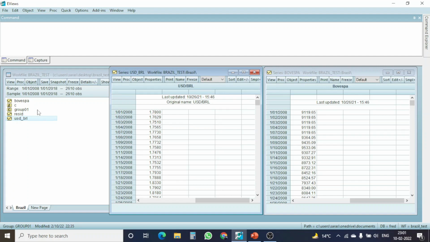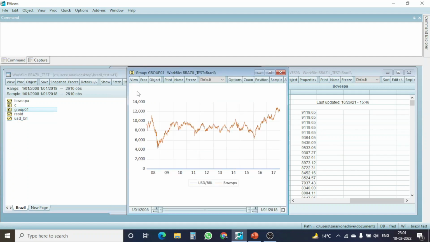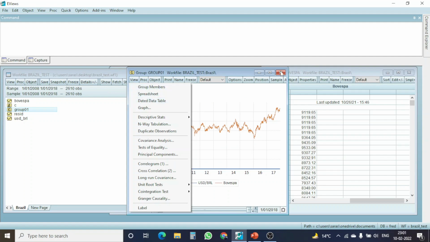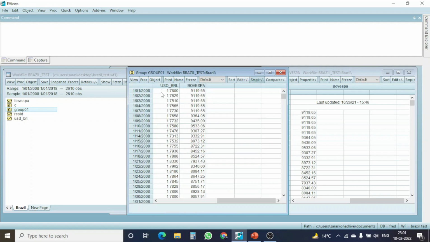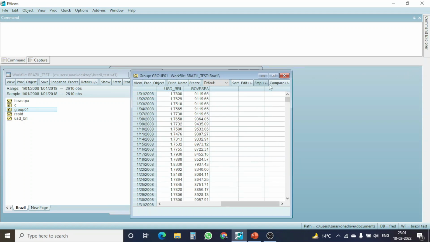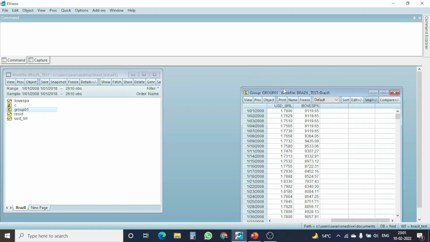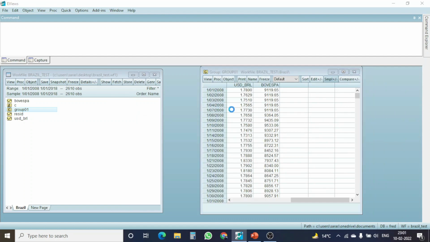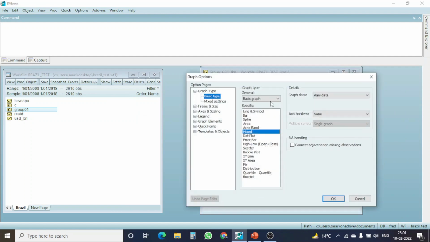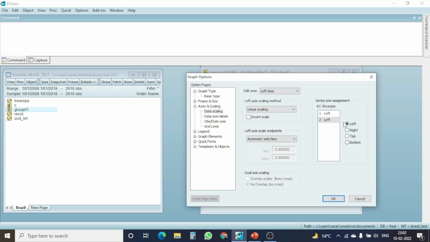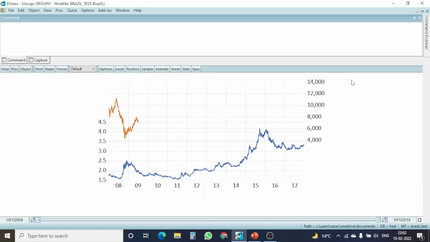So as I told you earlier, we can produce a graph using both the series. I already prepared a graph for you, and here in this graph, for example, if I open this as a group, I am closing the earlier both. This is the group series. I go to view, graph, and then I go to a basic graph, line and symbol graph, where I want the axis to be different. One in the right, another one in the left, and here is my graph.